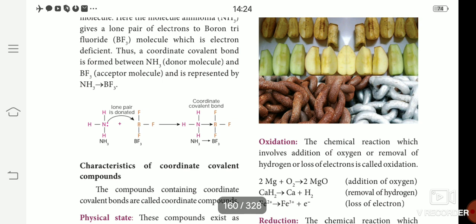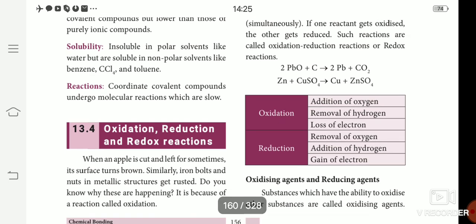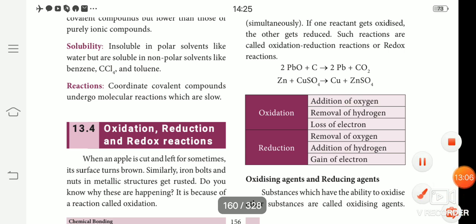So in this redox reaction, what is the difference between oxidation and reduction? In the oxidation reaction, there is addition of oxygen, removal of hydrogen and loss of electron. Then the reduction reaction is removal of oxygen, addition of hydrogen and gain of electron. So this is the differentiation of oxidation and reduction.